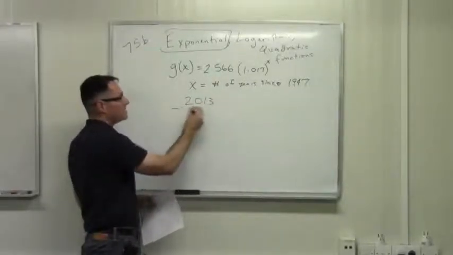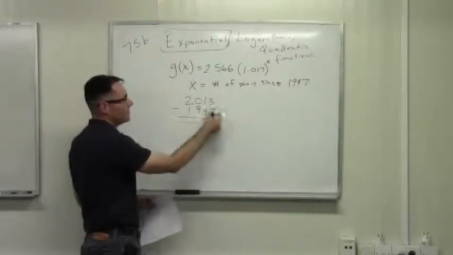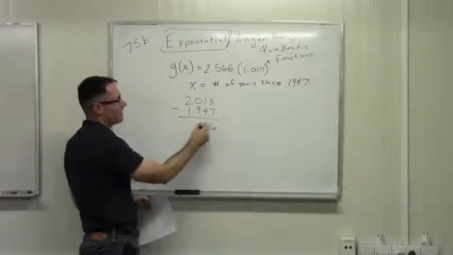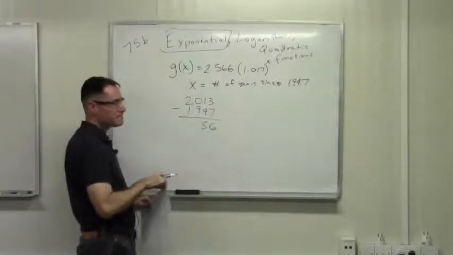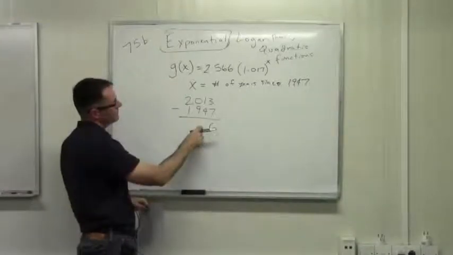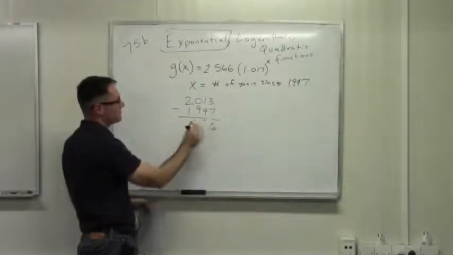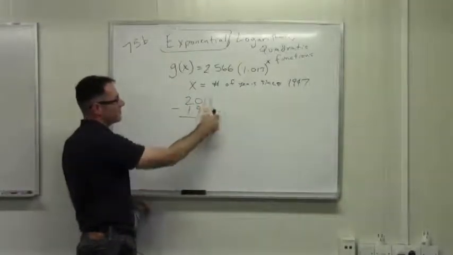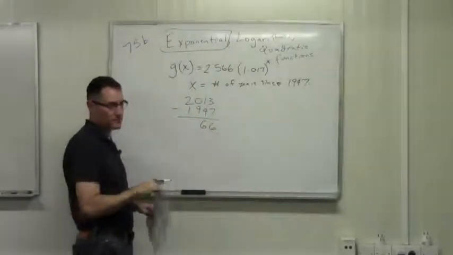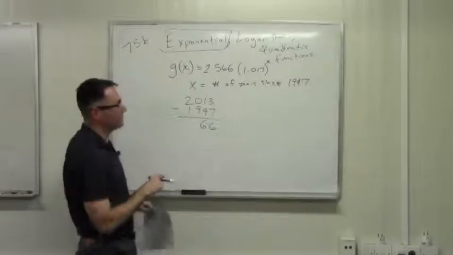2013 minus 1947. 13 minus 7 is 6. 9 minus 4 is 5. 56 years? 66 years? 76 years? Hold on. 76 years? 66 years. 13 minus 7 and then 10 minus, wait, yeah, it's 66 years. There we go. Were you right? I can do math on the board.